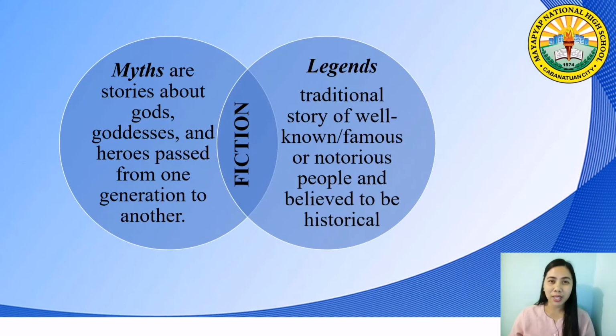Now, let us look at the Venn diagram and observe carefully its content and image. In the right circle, you will see the definition of legends. What are legends? Legends are traditional stories of well or famous or notorious people and believed to be historical. In the other circle, you will see the definition of myth. Myths are stories of gods, goddesses, and heroes passed from one generation to another. In the middle of the Venn diagram, you will see the word fiction written in it.